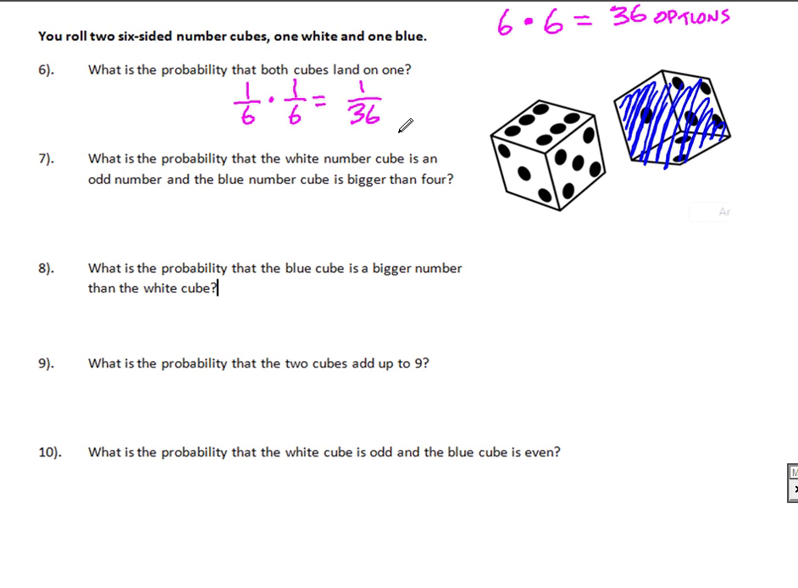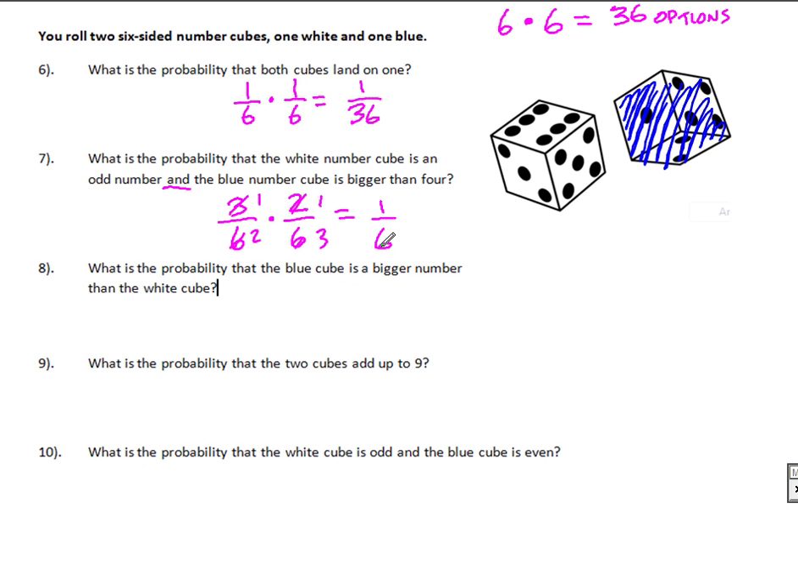Number 7, the probability that the white number cube is an odd number and the blue number cube is bigger than 4. So probability that we get an odd number would be 1, 3, and 5. So that's 3 out of 6 for the first cube. And for it to be bigger than 4, that means this cube needs to be a 5 or a 6. So 5 and 6, that's 2 out of 6 options. So now I just got to simplify it. I'm going to reduce first, make this 1 out of 2 and 1 out of 3. So my answer is 1 out of 6.